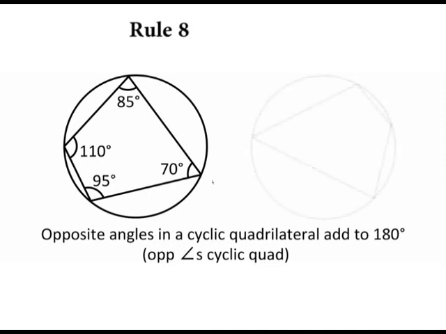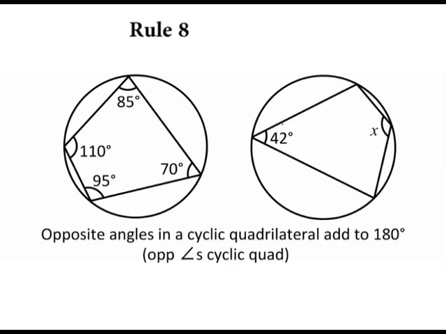Looking at an example here, if I told you that this angle is 42 degrees, you can surely work out x. The two angles are supplementary because it is a cyclic quadrilateral, so x must be 138 degrees.